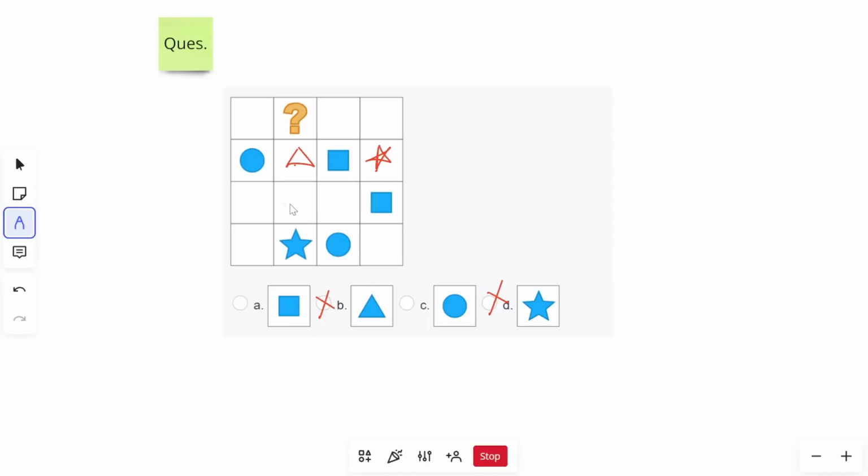So if you see square, can you put square here? No, right? Because square is already occupied in the same row. So you have to fill square here, and then circle can be filled here. So if you see, our question mark will be replaced with square. Okay, so the correct answer in this case is going to be square. Hope you have understood it. Let's now move on to the next question.